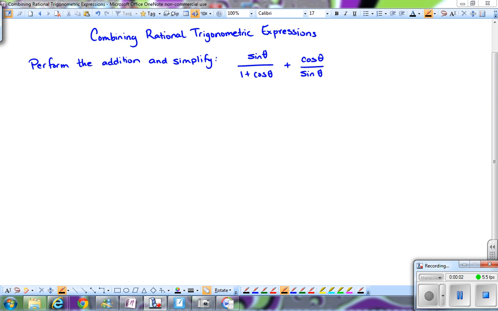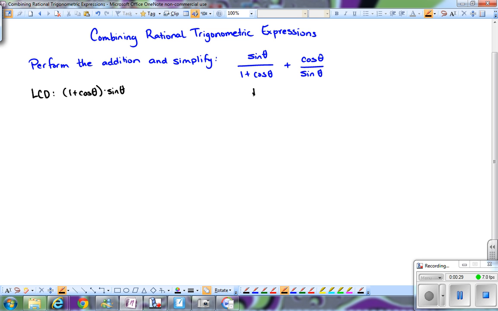Combining rational trigonometric expressions. Remember that rational is just another word for fractional. That is, you have an expression being divided by another expression. In this case, we're going to be combining, so what we need to do is first find our least common denominator. The easiest way to find the least common denominator is to simply multiply your two denominators, making sure that you do not have repeating factors.